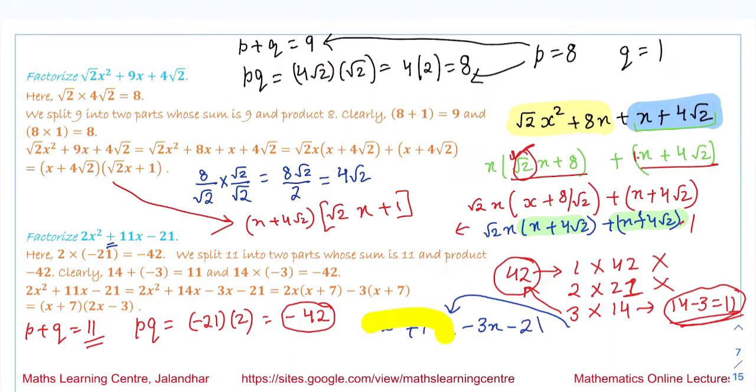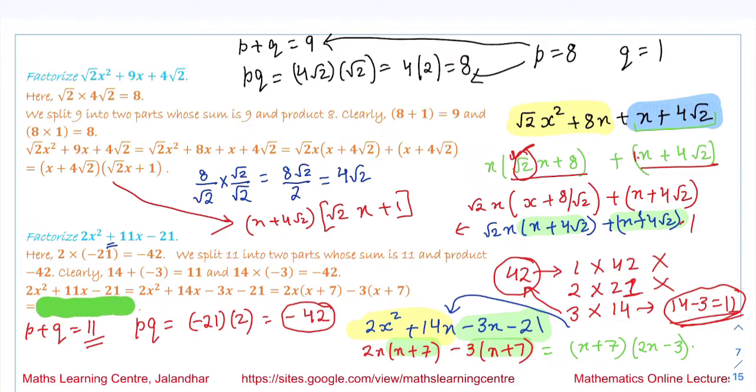We group these terms. The first two terms are together, then these two terms are together, and then we have to take common factors. We take 2x common, so we are left with x plus 7. We take minus 3 common, so it is x plus 7. Again x plus 7 is common in both terms, so the final answer is x plus 7 into 2x minus 3.